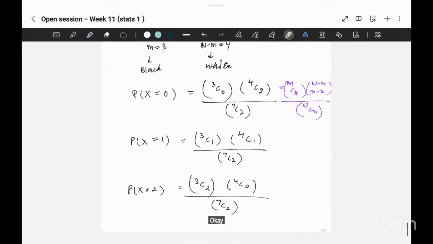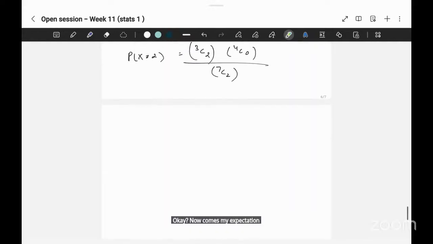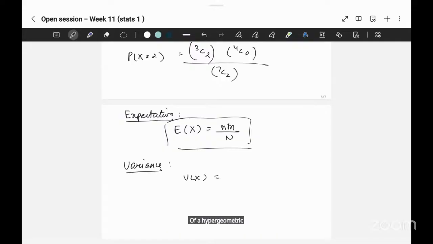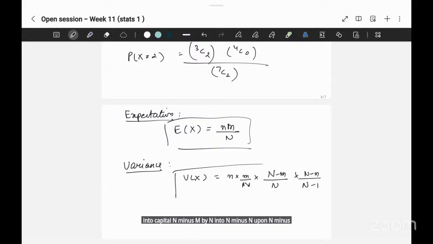Okay. Now comes my expectation. The expectation of a hypergeometric is basically n into m by N. This is my expectation, and the variance of a hypergeometric is given by n into m by N into capital N minus m by N into capital N minus n upon capital N minus 1. So this is what my variance is.